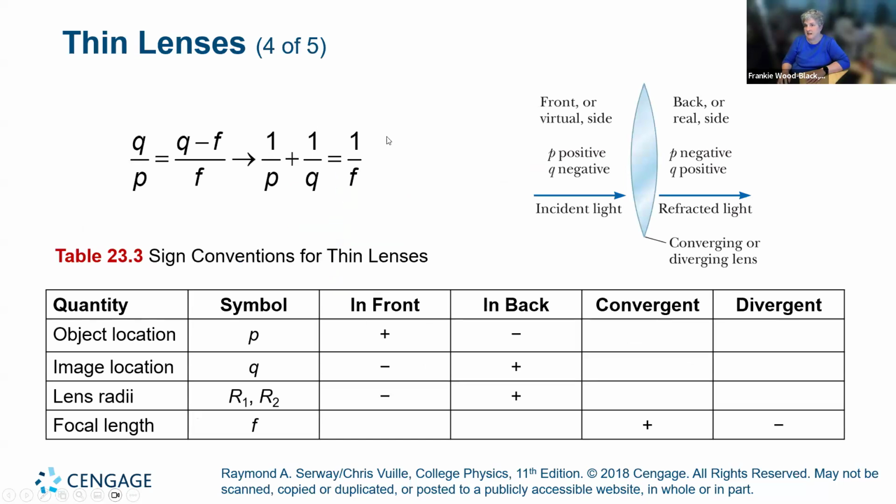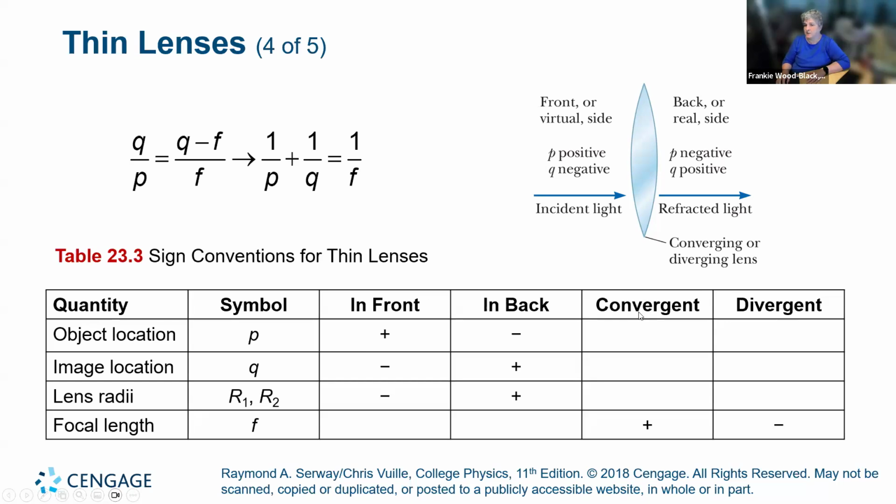So here's my thin lens equation. It looks a lot like my thin mirror equation. I've got a similar table for my thin lens. If I'm in front of the lens, my P is going to be positive. If my Q is in front of the lens, it's going to be negative. And then here's my backlight. So this is my incident light, and this is my refracted light.